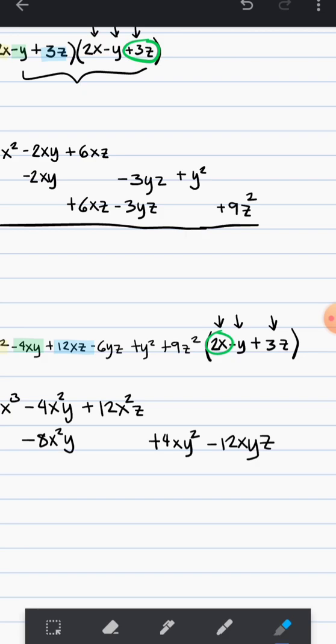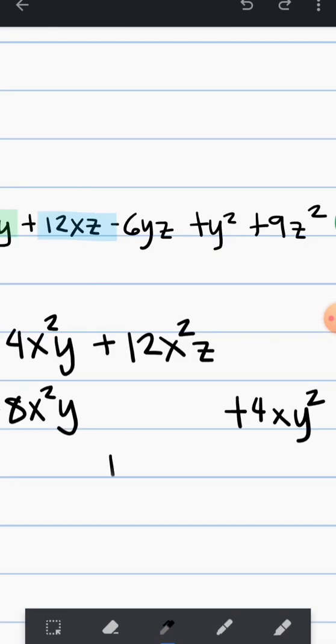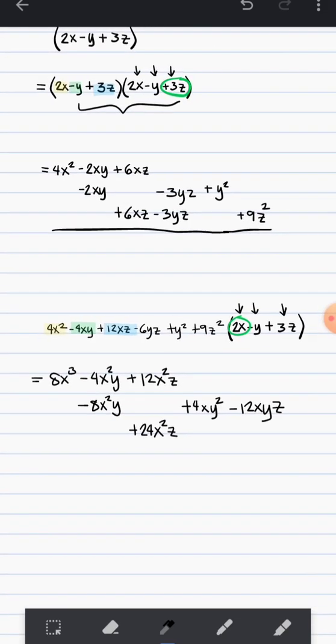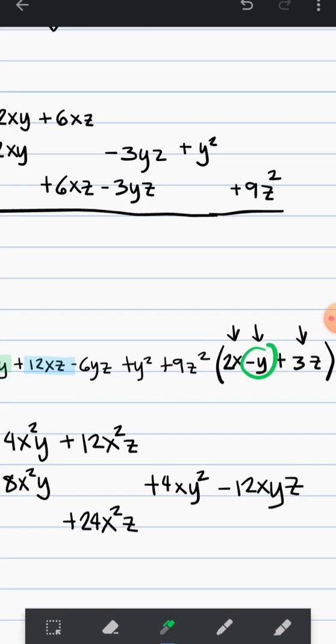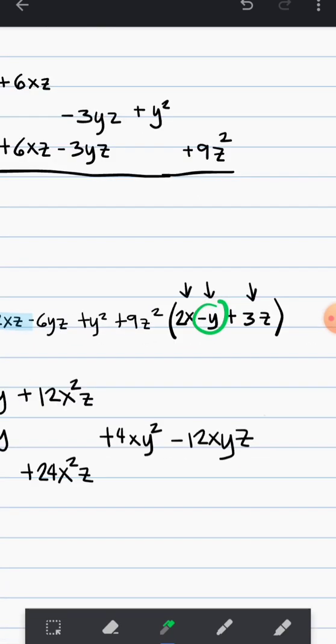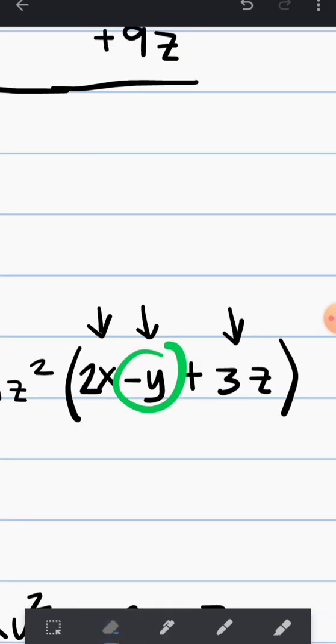And then this term. 12xz times 2x is going to be 24x squared z. These two terms multiply together to give 24x squared z. And then this negative y. So 12xz times negative y is going to be negative 12xyz. And then let's move to 3z.